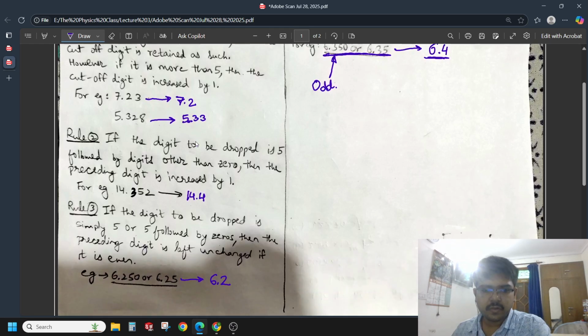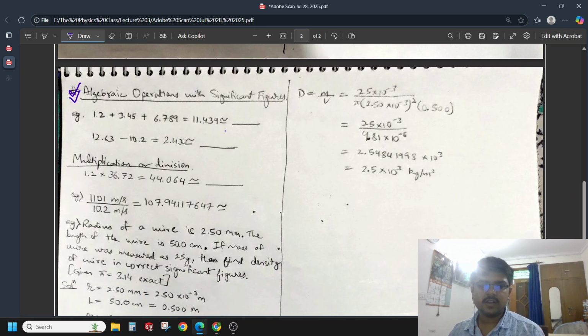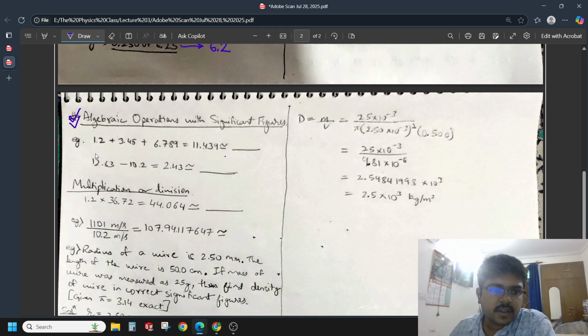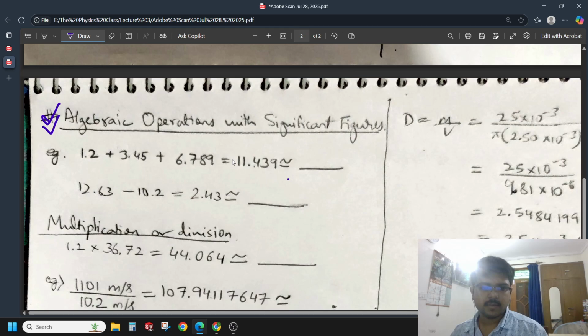Now let's move on to algebraic operations with significant figures. Suppose we have 1.2 plus 3.45 plus 6.789. If we calculate this, it comes to 11.439.